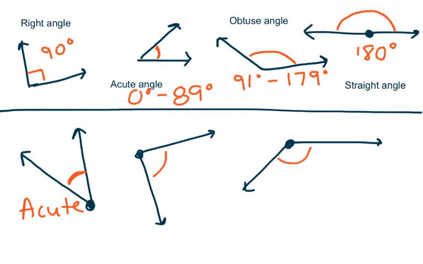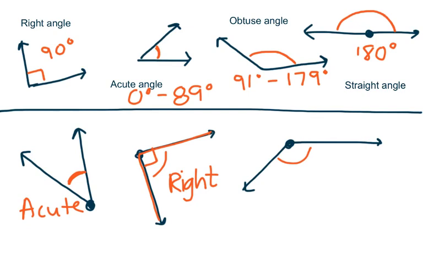The next angle I have looks pretty close to 90 degrees, and if I were to compare it to a note card or a sheet of paper, I would see that it's exactly 90 degrees, or as close as it can be because I'm drawing with my hand. So this would be a right angle.